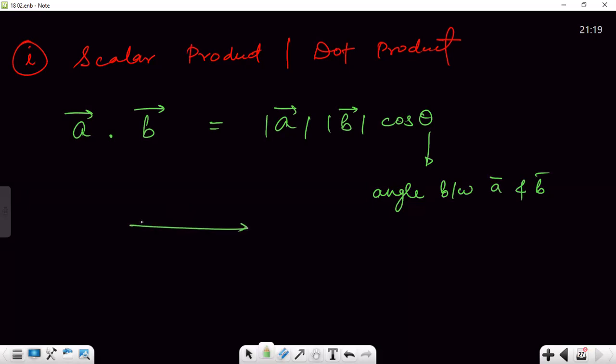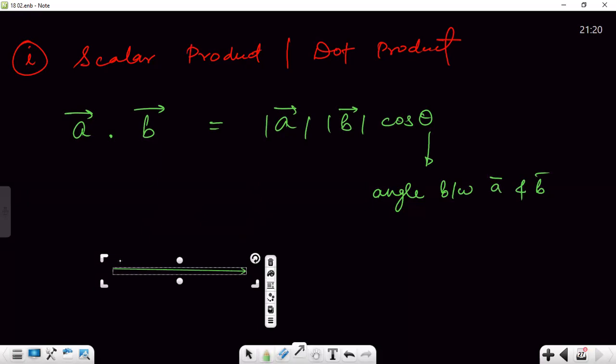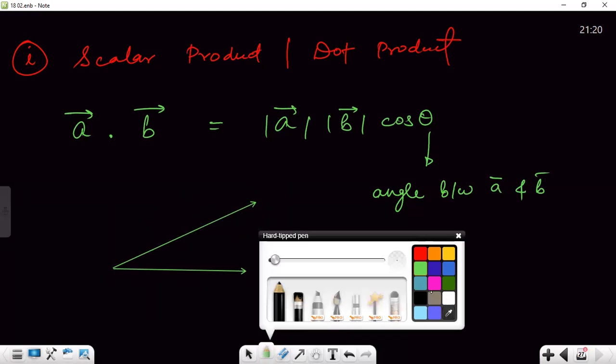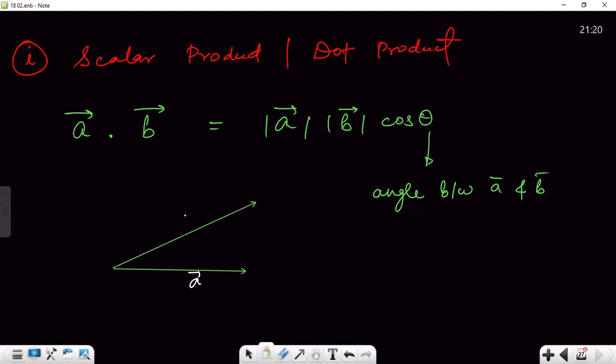So a vector is this, b vector is this, and the angle between them is theta. This is how we find the scalar product. Let's take an example.